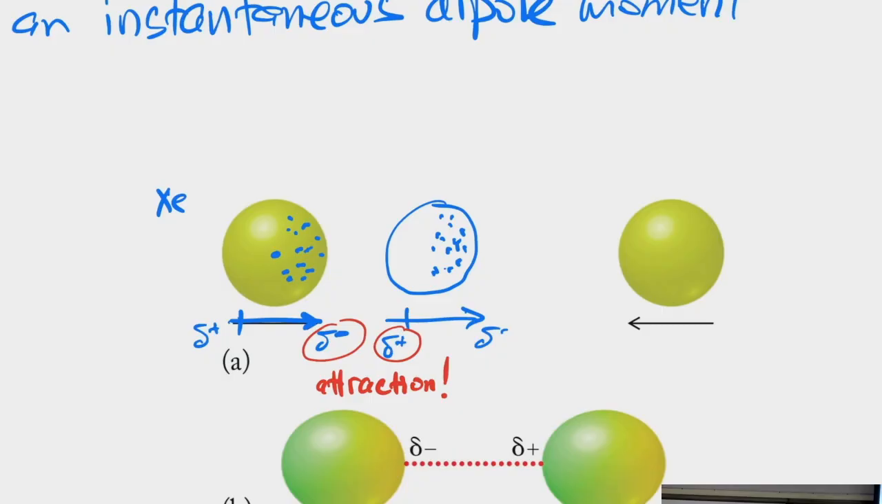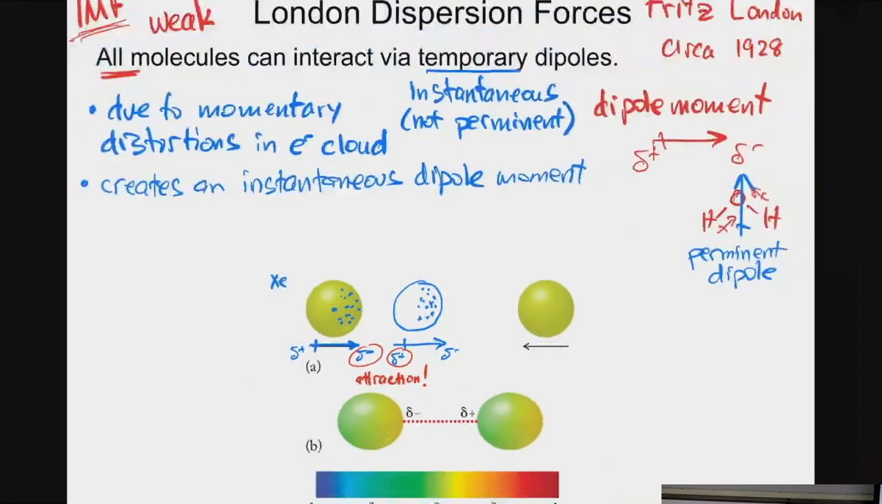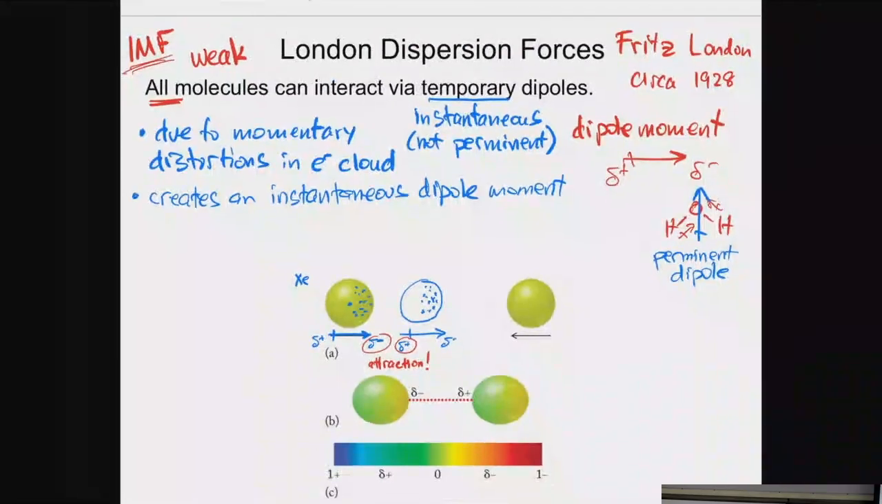All right, so let's write this down as another bullet of what happens. So this instantaneous dipole moment can then induce the same in its neighbors.